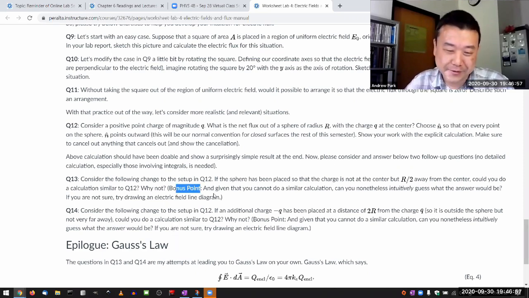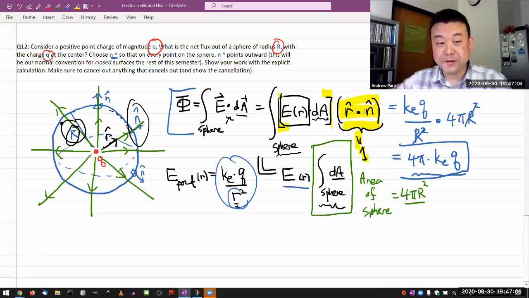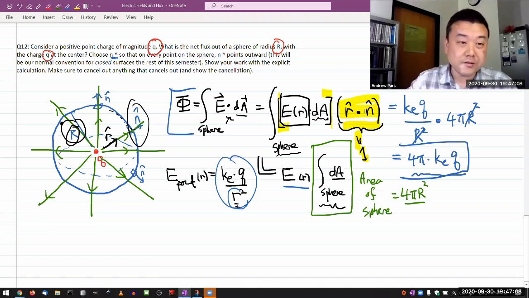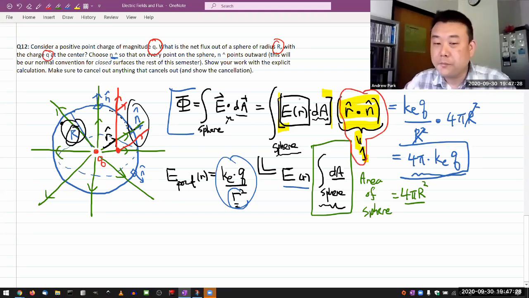I think that's what the bonus point is getting at. So I can set this up, I can write this out, I can do the dA. Now, this won't simplify this way, because if the charge is over here, then the radial direction away is not necessarily the same direction as the n hat. Over here, the r hat goes that way, n hat goes that way. So it won't simplify nicely this way.